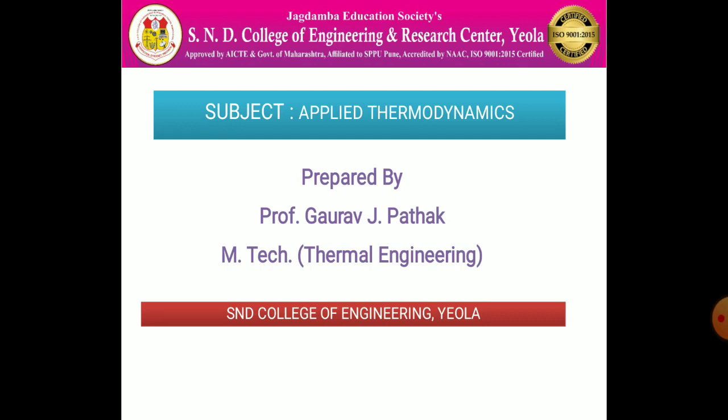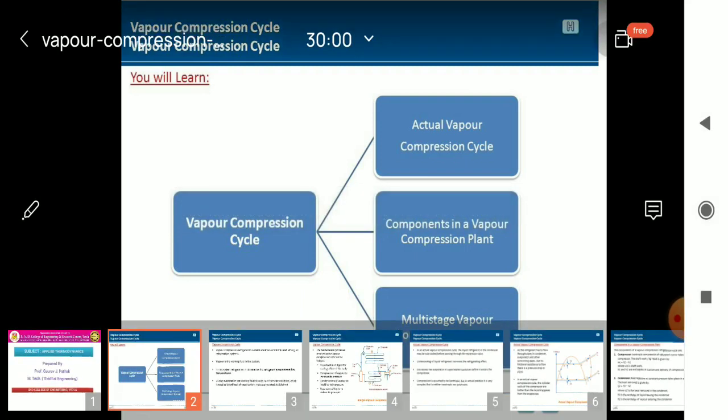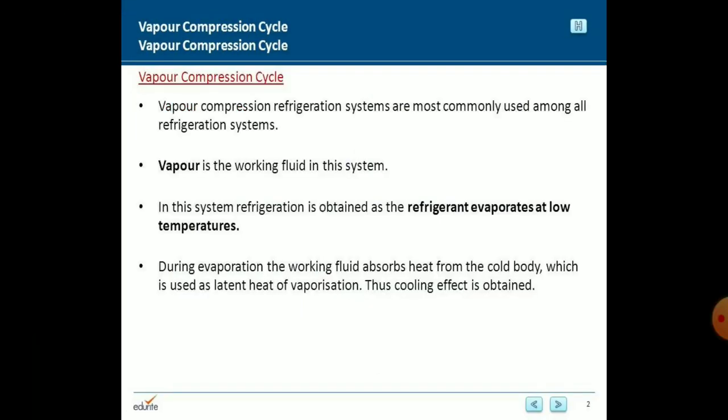In the vapor compression cycle, the refrigeration system is the most commonly used among all the refrigeration systems. That means it is very convenient to the user. It is so simple that the working fluid in this system is refrigerant, and we can use it in our domestic refrigerator also.